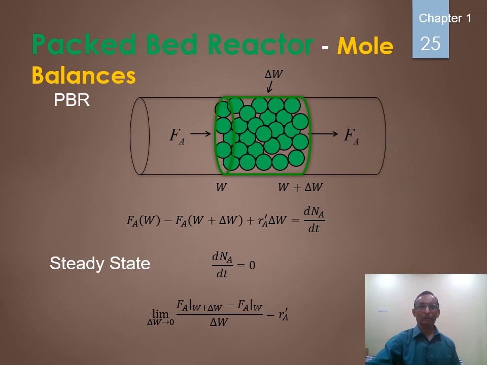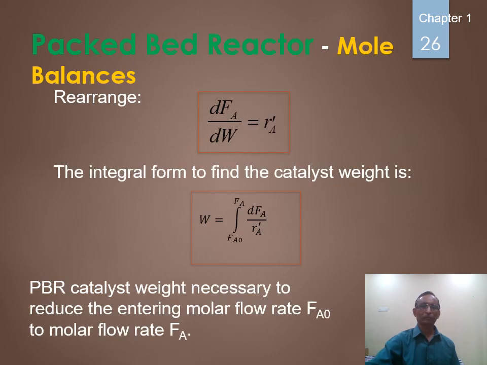Again, you assume steady state, meaning dNA by dt equal to 0. Same terminology, same steps. In place of V, you replace W, the weight of the catalyst. Remember the name: packed bed reactor. Sometimes they ask the difference between plug flow reactor and packed bed reactor, so you should be able to explain this easily. Rearranging, in place of V you get W, and Ra is replaced by Ra dash.